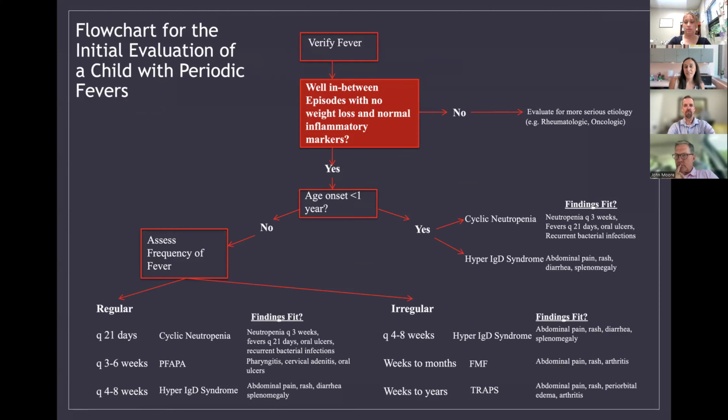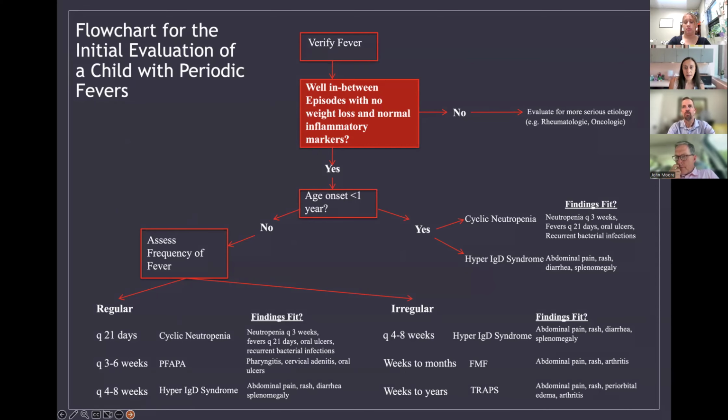And are this child's labs normal between episodes? That's important. So not when they're sick, because no matter what, if your fevers are due to almost anything, you would expect someone to have elevated inflammatory markers and elevated white count when they're sick. So those labs are less helpful to me. What's most helpful to me is when they're well, what do their labs look like? If they are not normal when they are well, then you need to be thinking about more non-immunologic causes, so things like rheumatologic, like SJIA, or oncologic causes.